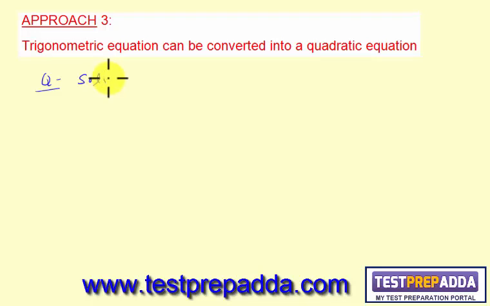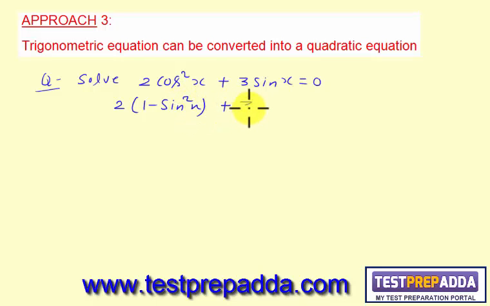Given is, solve 2 cos square x plus 3 sin x is equal to 0. Now basic identity, cos square x can be written as 1 minus sin square x. So I can write this as 2 times 1 minus sin square x plus 3 sin x is equal to 0.